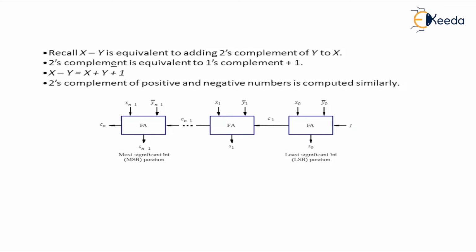Now let us recall the operation of x minus y. Here, it is equivalent to adding the 2's complement of y to x. 2's complement is equal to 1's complement plus 1. So x minus y is equal to x plus y bar plus 1. Now the 2's complement of positive and negative numbers is computed simultaneously.